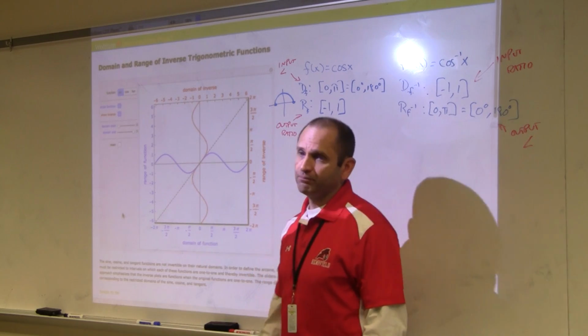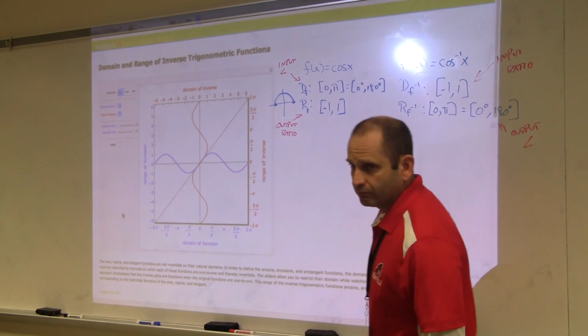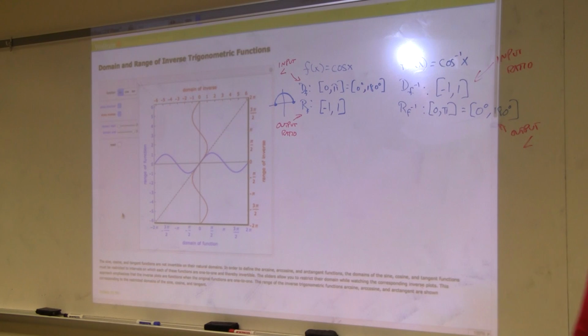What did you come up with? What did you want to do? Negative pi over 2 to pi over 2. Right, and again, there are an infinite number of sections that you could keep to make it 1 to 1, but the one that includes 0, closest to 0, would go from negative pi over 2 to pi over 2.